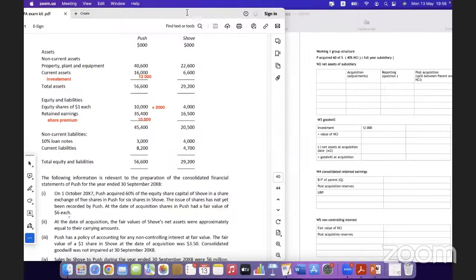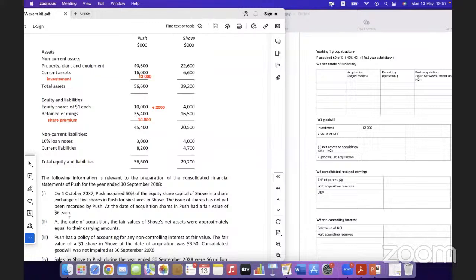At the date of acquisition, the fair value of the net assets were equal to their carrying amount. What does that mean? There are no fair value adjustments. Now, guys, last time they said everything was equal to the carrying amount except land. Can you remember the land value went up by 30,000? Today, the land value is not increasing. Anything is not increasing. So in our paper, there are no fair value adjustments. Are you clear with that part? No fair value adjustments whatsoever.